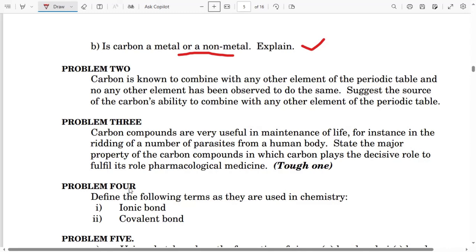Okay, and then we go to problem 2 here. They're saying carbon is known to combine with any other element on the periodic table, and no other element has been observed to do the same. So that's why carbon is unique. And then they're saying suggest the source. The most important thing here is this word. Suggest the source of carbon's ability to combine with any other element on the periodic table.